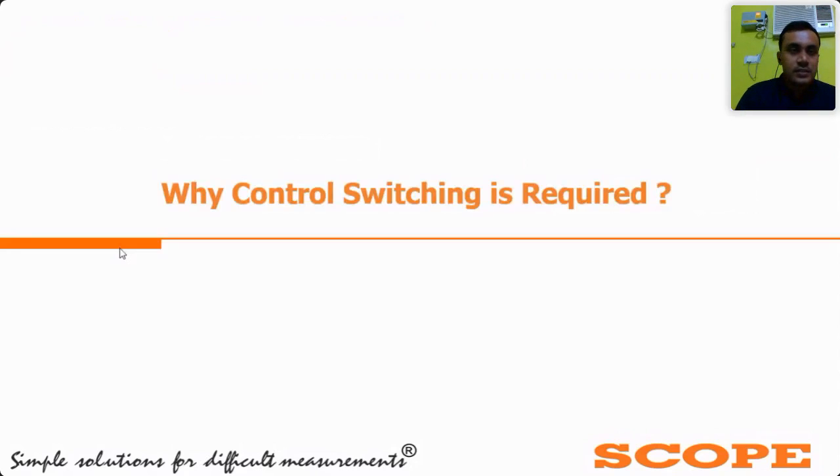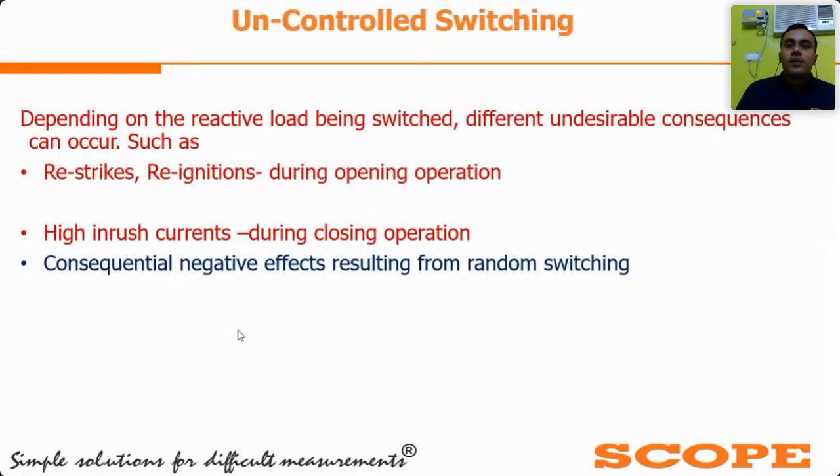So next, our main question is why controlled switching is required. In the next slide we will see why it is required. First, we have to know what the uncontrolled condition is and what its effect on our system is. Then only can we understand the benefit of controlled switching.